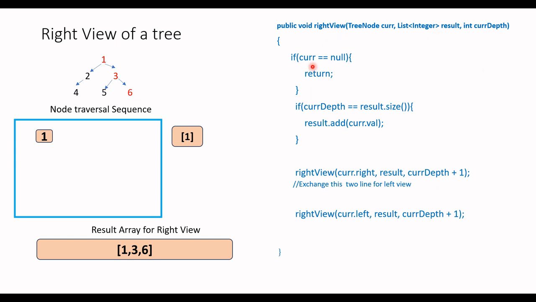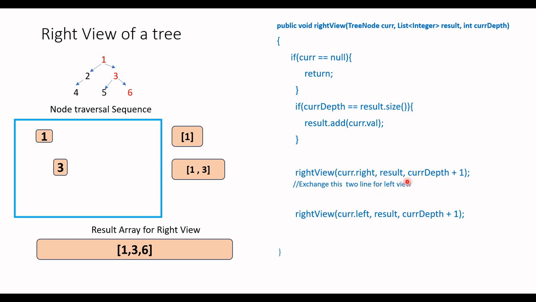So since 3 is not null, it will again check for the current depth, which happens to be 1, and result size is also 1. So then it will add it into the result array. So now the result array will look like 1, 3, and then again we go for the same function, which is 3.right, which happens to be 6.